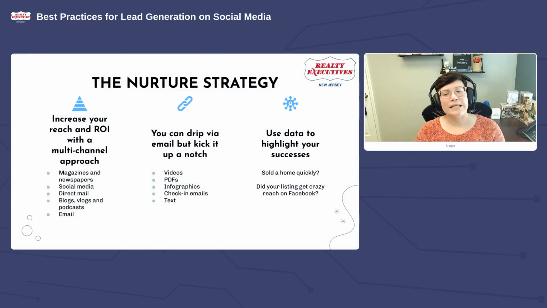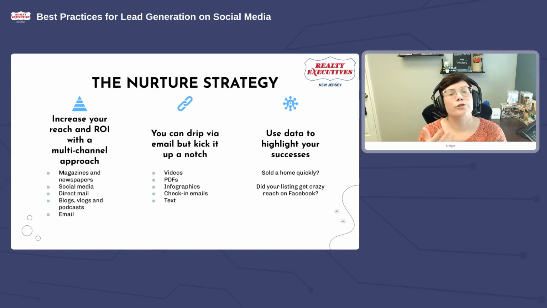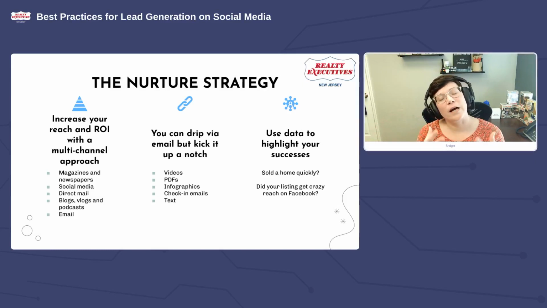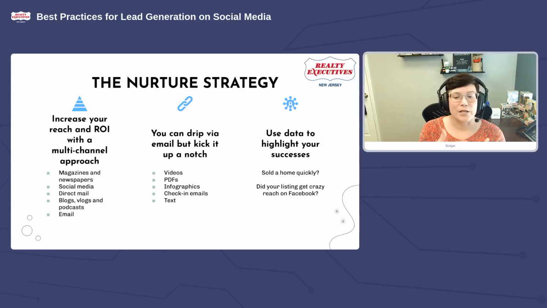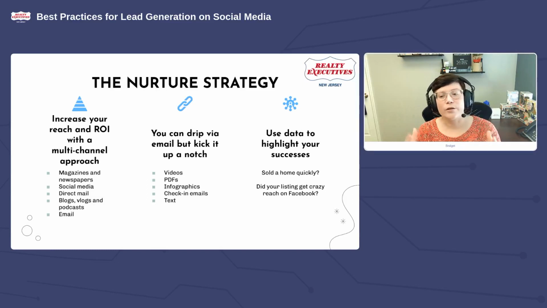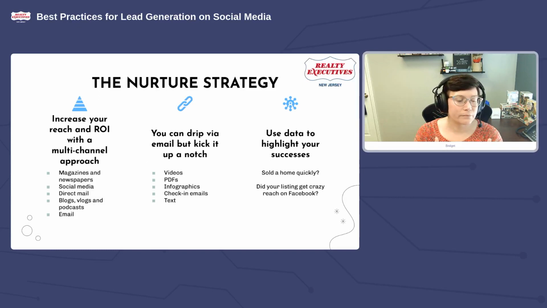Now also, to increase your reach and ROI, your nurture strategy should include a multi-channel approach. Businesses that market on at least 4 different channels see ROI increases of up to 300%. So use popular channels like magazines and newspapers, social media, direct mail, blogs, vlogs, podcasts, and email. Your nurture strategy should include things to increase this ROI and be in multiple places.